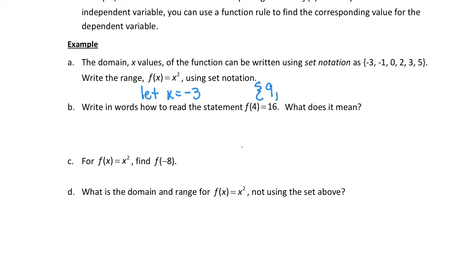Okay. Then we do -1 times -1, which is 1. 0 times 0 is 0. 2 times 2 is 4. 3 times 3 is 9. And 5 times 5 is 25. So there's all of our values.